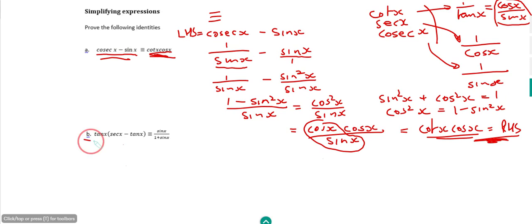So now we're going to look at B. So we've got tan x and then in brackets sec x minus tan x, and we're trying to show that it's equal to sin x over 1 plus sin x. So again, we're going to just work on the left-hand side of this and try and turn it into the right-hand side. So the left-hand side is equal to, and if I write the tan x in terms of sine and cos, then it's going to be sin x over cos x, and then the sec x in the brackets is 1 over cos x, and tan x is going to be sin x over cos x.